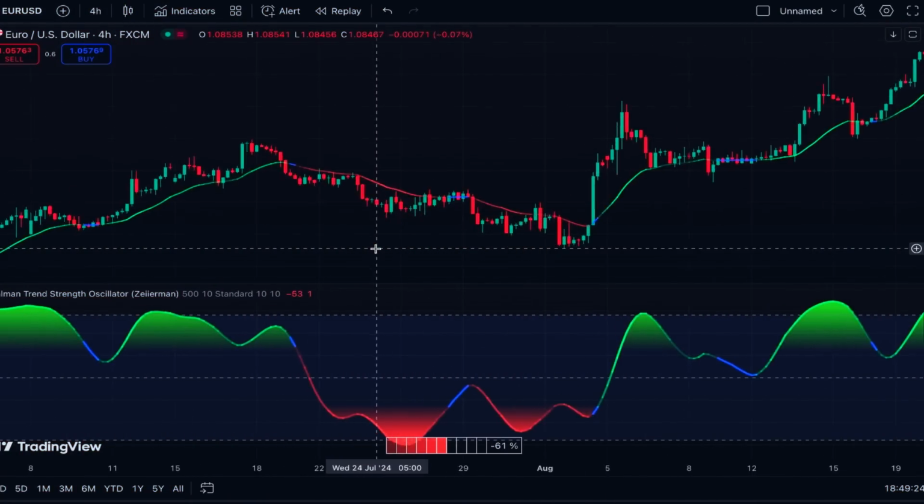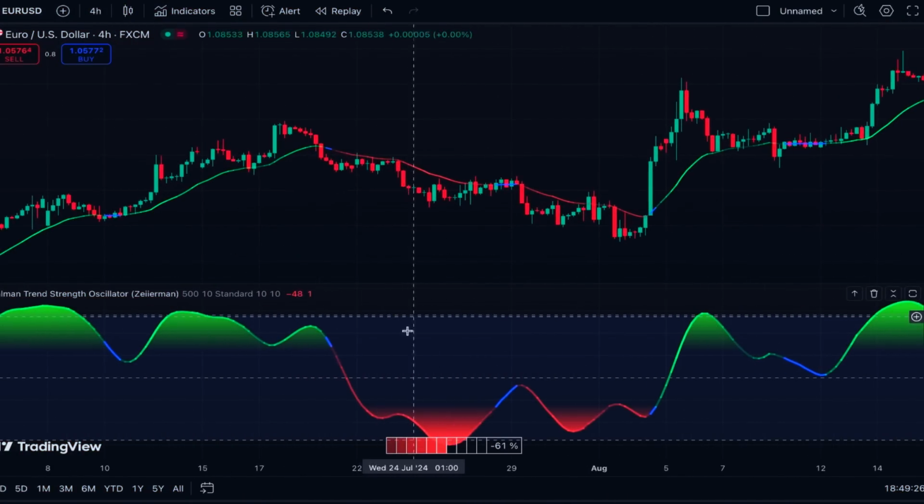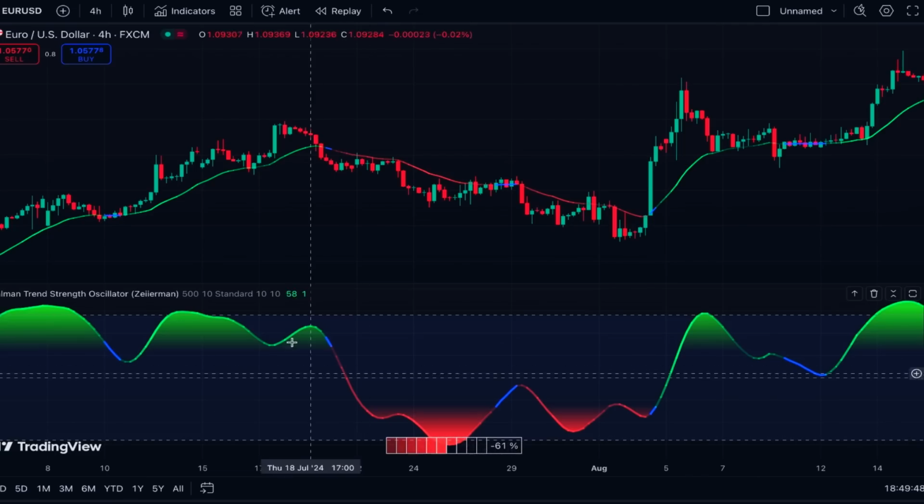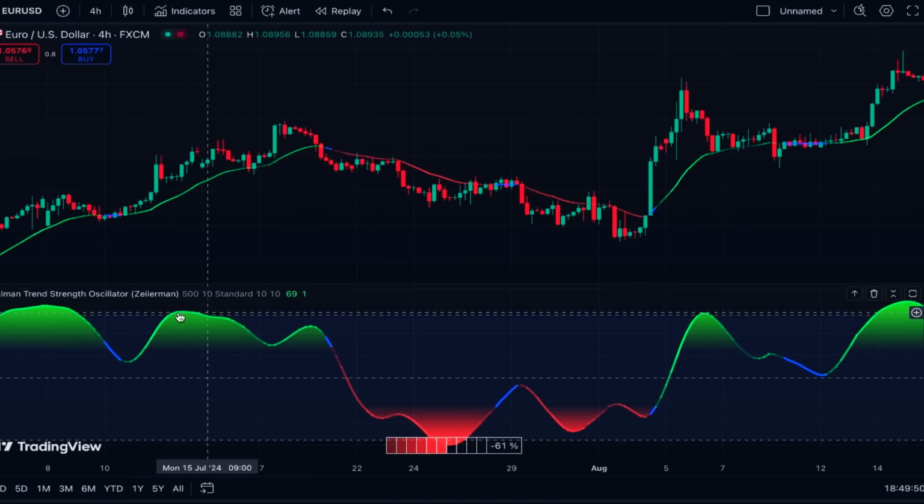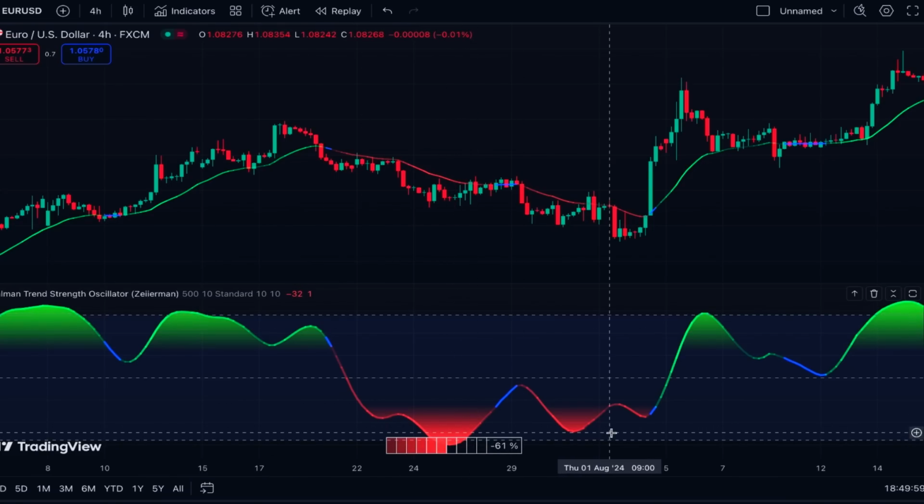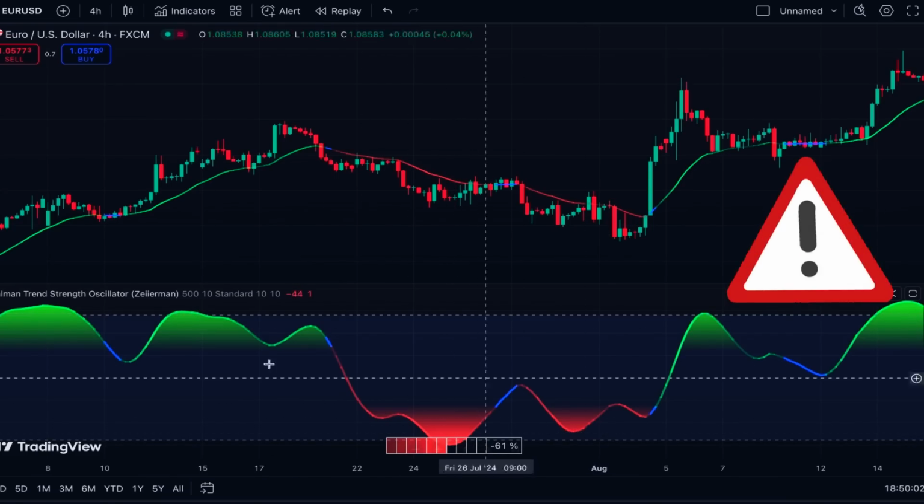Alright, the indicator has also marked 70 and minus 70 for overbought and oversold conditions. When the oscillator reaches or goes above 70, it shows overbought condition, and when it reaches or goes below minus 70, it shows oversold condition. But as you know, overbought or oversold doesn't necessarily mean reversal.